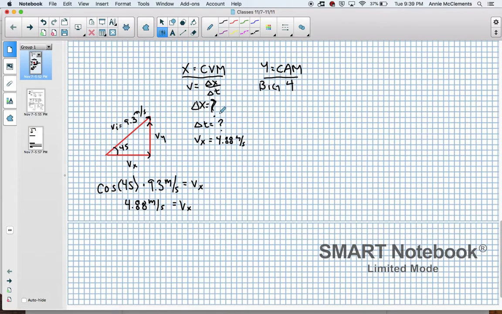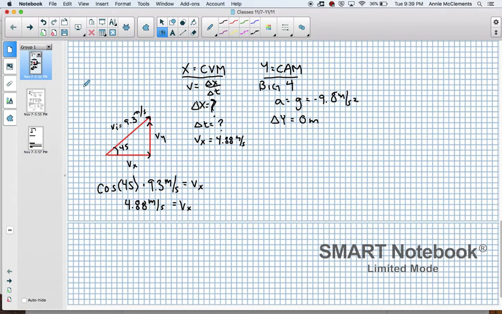All right, so let's check out the y direction. In the y direction, we know the acceleration. This object, from the moment it leaves the ground, is going to be in free fall. Free fall acceleration is little g, or negative 9.8 meters per second squared. We also know the change in height. Delta y is going to be 0 meters.